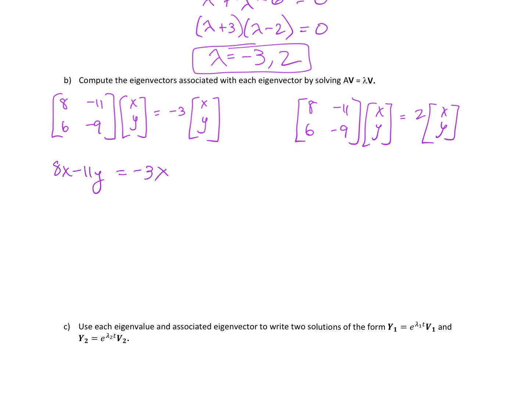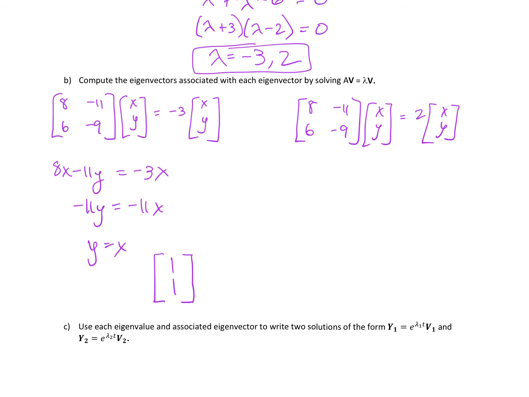Okay, so I want to get y by itself, so I'm going to subtract 8x from both sides. So I have negative 11y. Negative 3 minus 8 is negative 11x, so we get y equals x. So an eigenvector would be any xy pair that satisfies that equation except for 0, 0. So we put in 1, 1. And then you could have chosen 2, 2 or 3, 3 or any pair that satisfies y equals x.